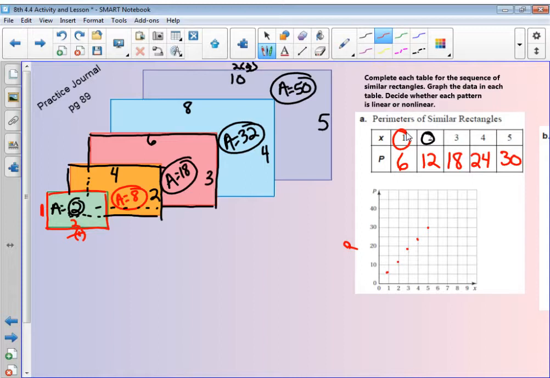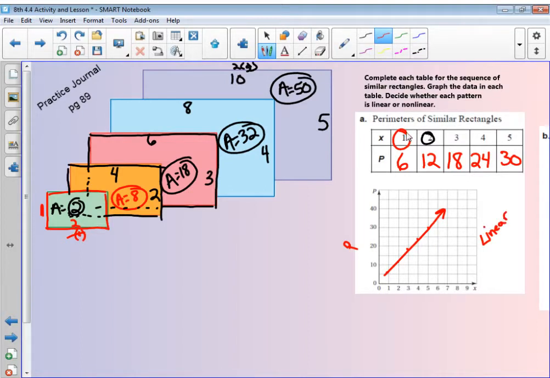So it looks like a pretty straight line. So they ask us, decide whether each pattern is linear or nonlinear. We haven't discussed linear versus nonlinear, but if you look at the word linear, it has the word line in it. Now we have to understand that line actually means a perfectly straight line. So in this case, if I were to connect my dots, although I'm slightly off on one of them, it looks to me like we have a pretty straight line going through here. So this is what you would call a linear pattern.